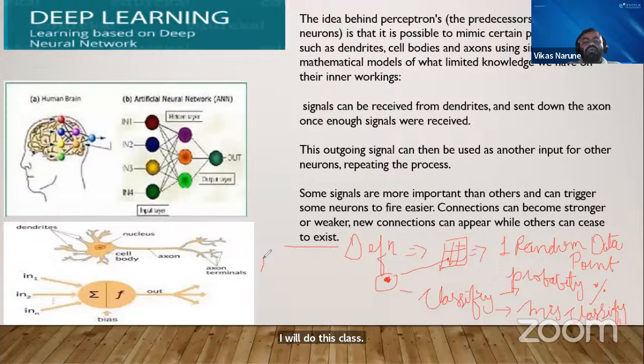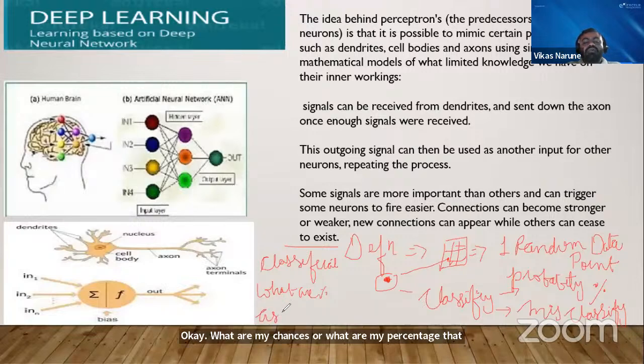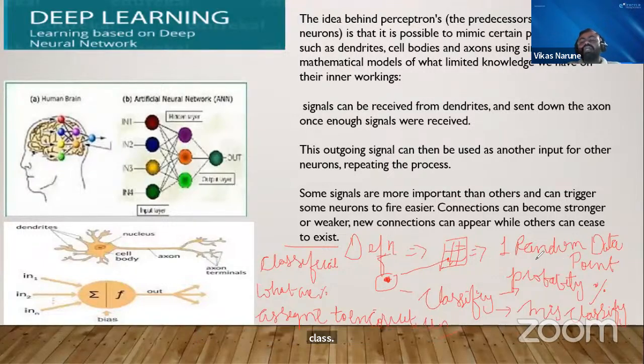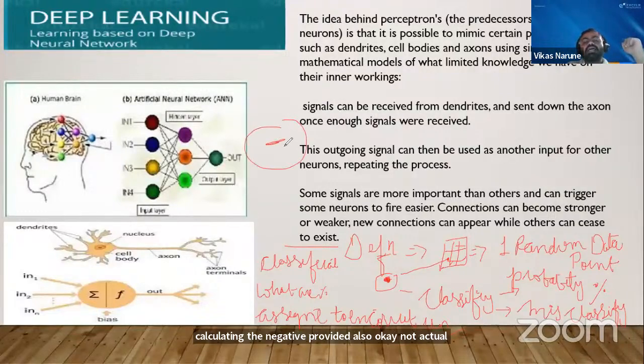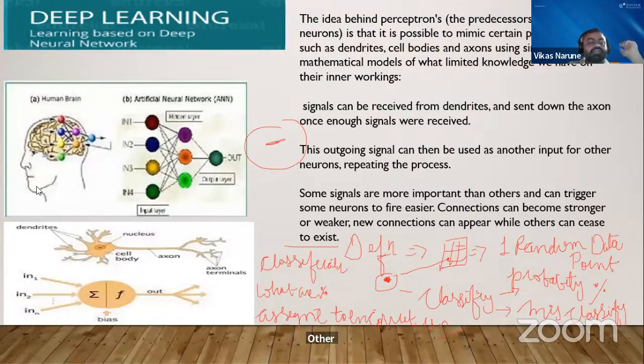Misclassified means if I am trying to classify this data point, what are my chances, what is the percentage, that I am going to assign it to an incorrect class? That kind of thing is measured, guys, by Gini impurity. That is why you can say that it is calculating the negative probability also. Not actual negative from the mathematical point of view, but it is calculating the chances, the percentage probability, of incorrect classification. This is what the Gini score is all about.